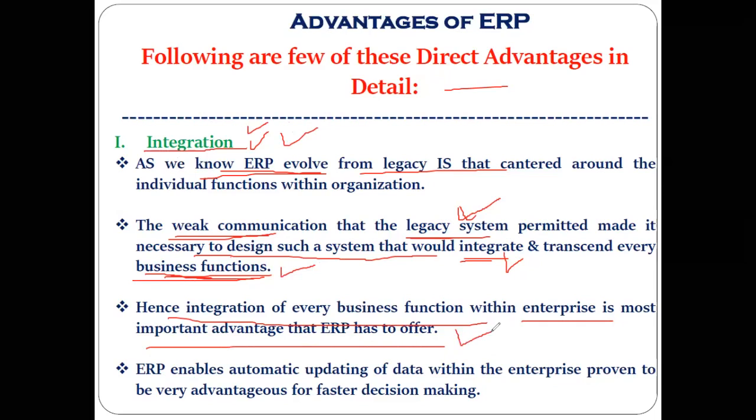If the integration happens, then sharing of data from one department to another, from one business unit to another, can happen easily. Every department can know what is happening in another department. All these things become possible if all the departments are linked with each other, and this linking can become possible only if integration is there. So this integration functionality was there in ERP, and that's why it is considered one of the direct advantages.